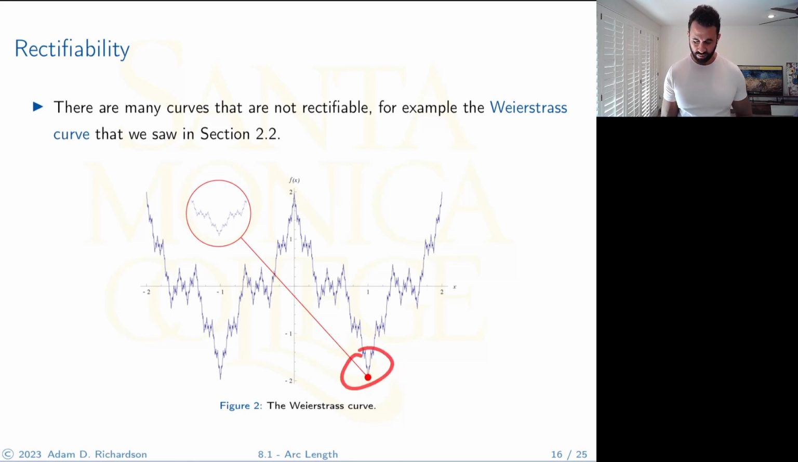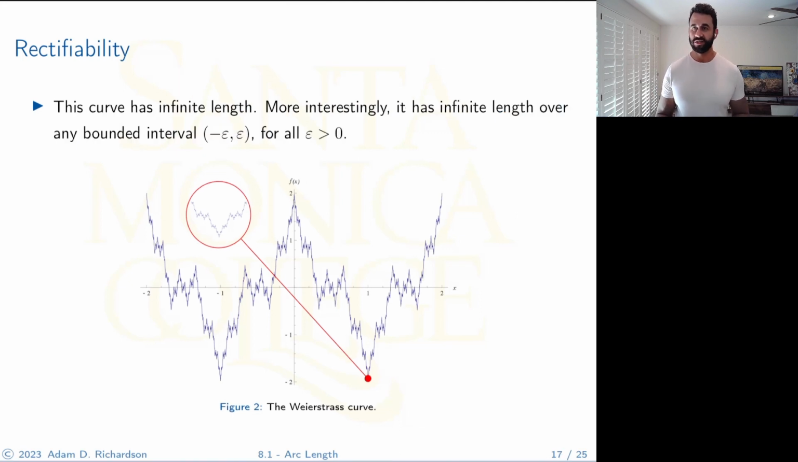And what happens is when you zoom in on any piece of it, it just looks more and more jagged. So there's basically a corner at every point on the curve. But here's the thing, this curve is not rectifiable. It has infinite length. And this is kind of weird because it looks like it's constructed with line segments, but if you zoom in on any one of those line segments, you won't have a line segment, you'll have a corner. So even though it looks like it could be rectifiable, it's not. It has infinite length. But what's even weirder is that it has infinite length on any bounded interval.